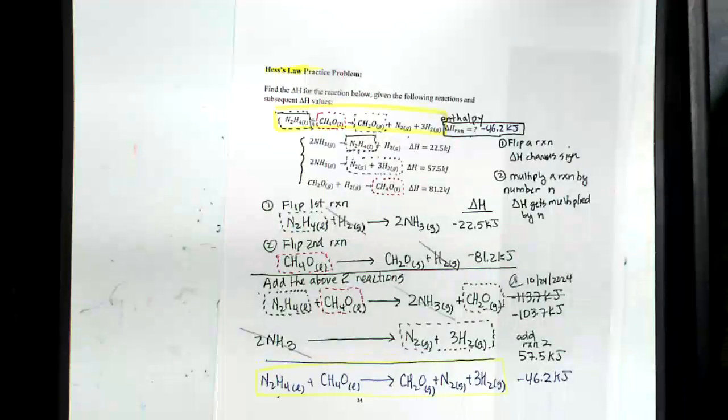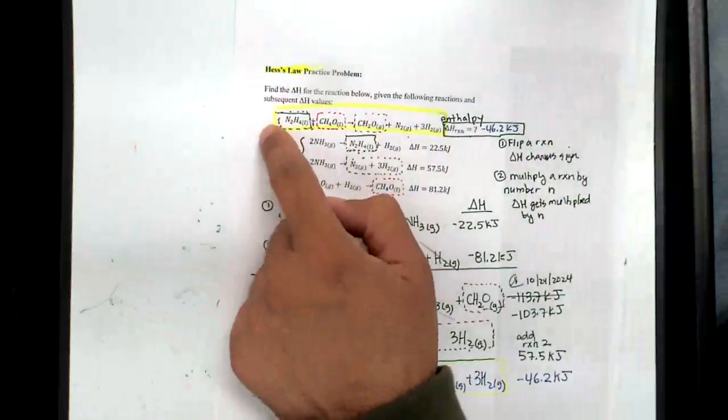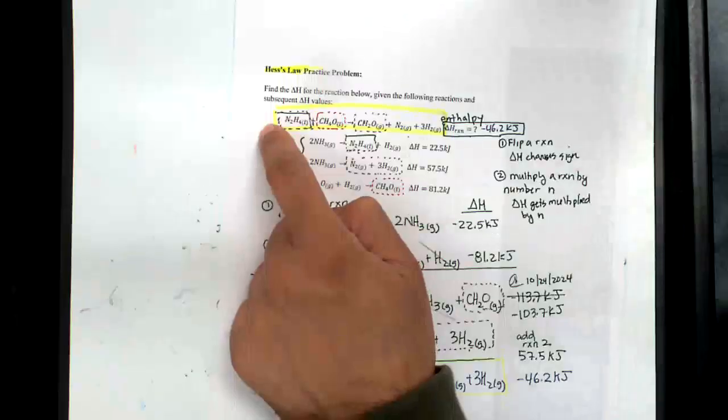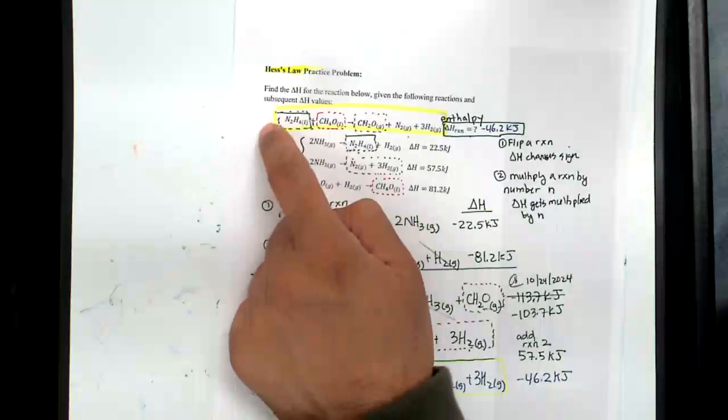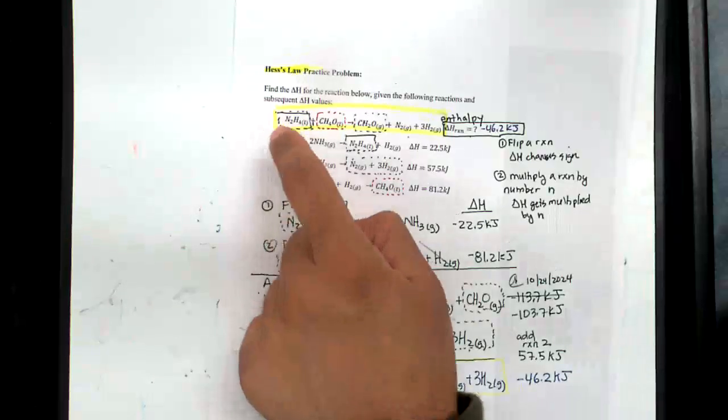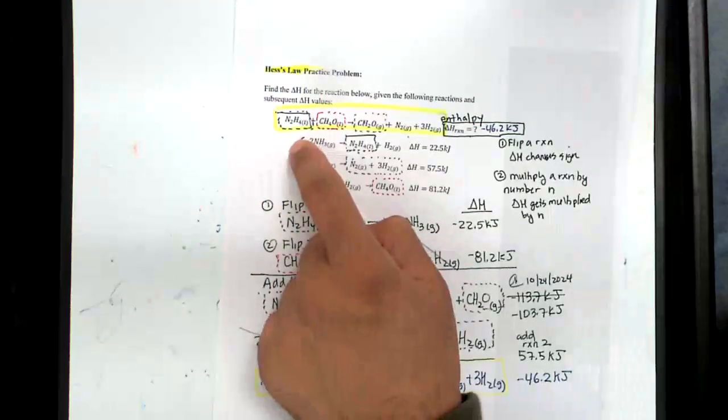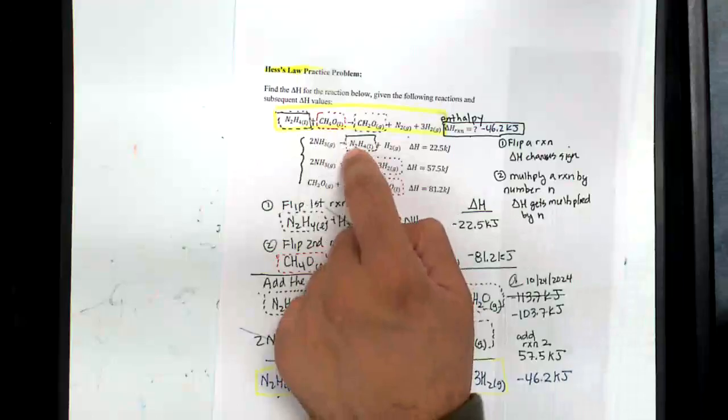When you have to multiply by some number, it's because of the number in front of the reactants. Let's say there was a 2 here. This example doesn't have that. Then there's a 2N2H4. You'll have to multiply this reaction by 2 to get a 2N2H4.